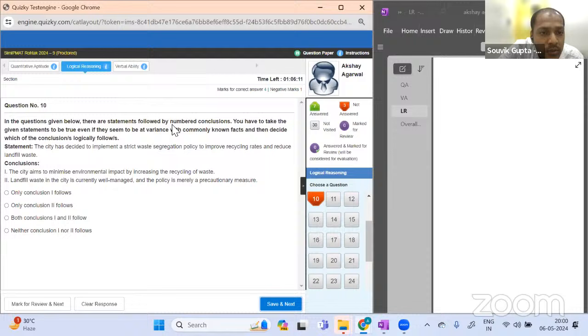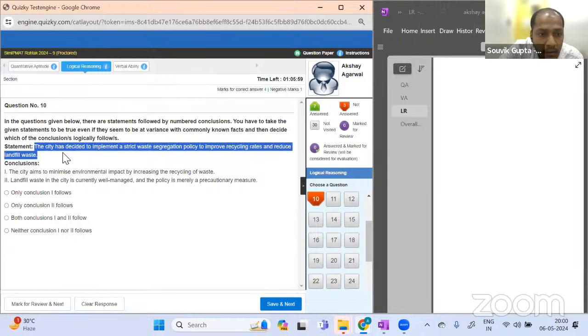Given questions below, the statement is followed by a numbered conclusion. We need to take the given statements to be true, even if the city has decided to implement a strict waste segregation policy to improve recycling rates and reduce landfill rates. Waste segregation, the conclusion is waste segregation improves recycling rates and landfill waste.